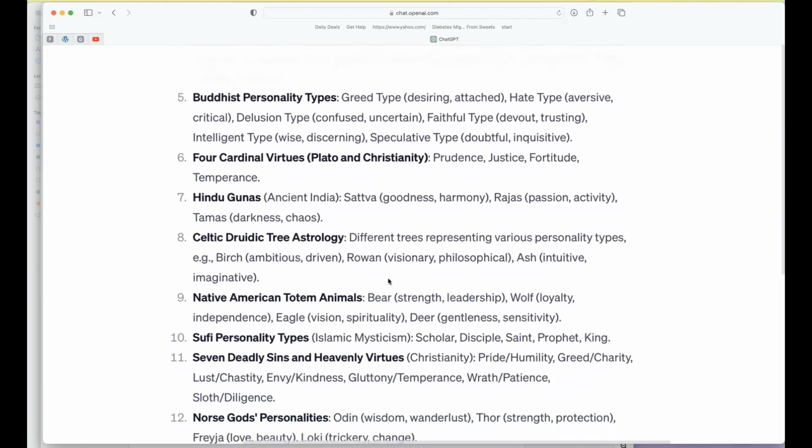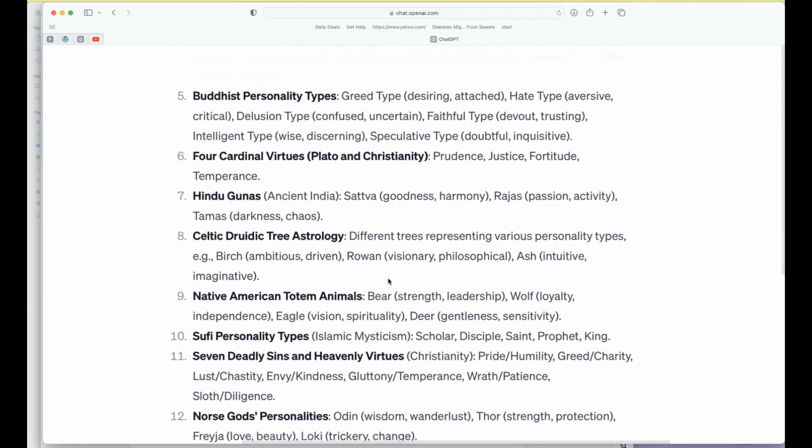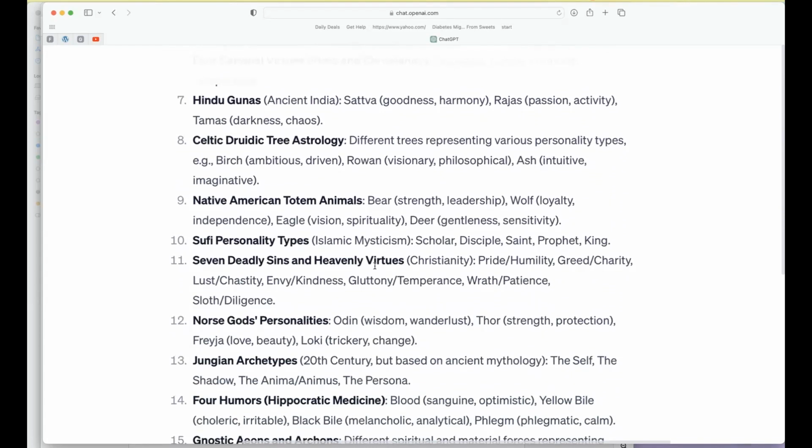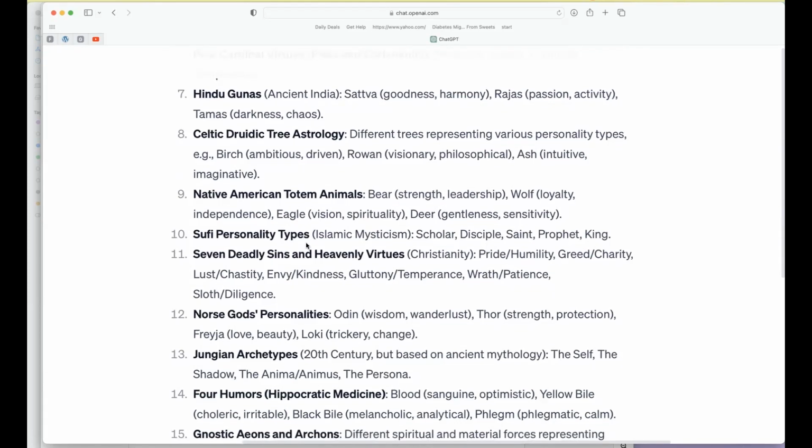Oh, no. The Celtic Druidic tree astrology. Are you birch, rowan, or ash? Didn't even know rowan was a kind of tree. Native American totem animals: bear, wolf, eagle, deer. And there's more than that. Well, I guess I use eagle. So Sufi personality types: scholar, disciple, saint, prophet, and king.